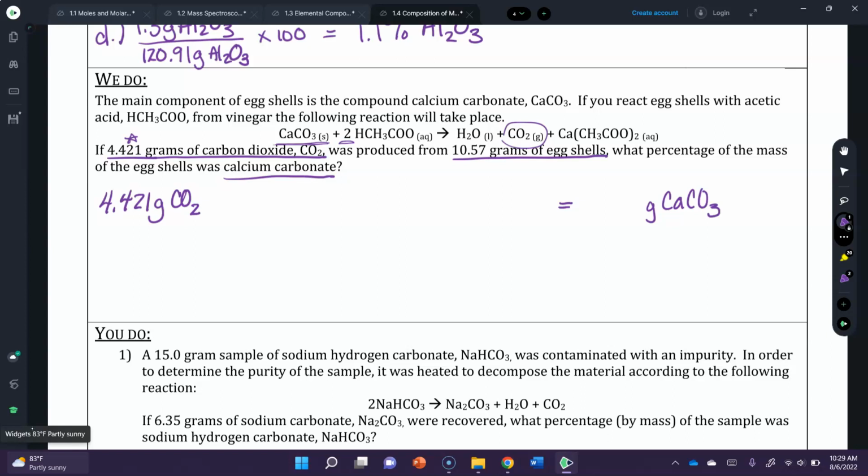Go ahead and pause the video, please, and work on this first step.